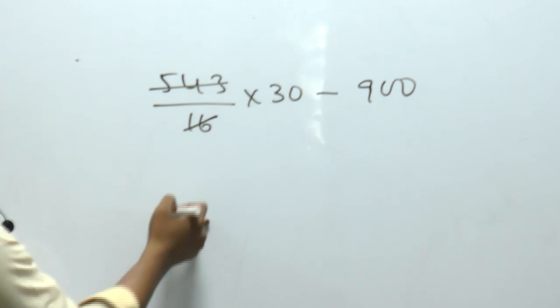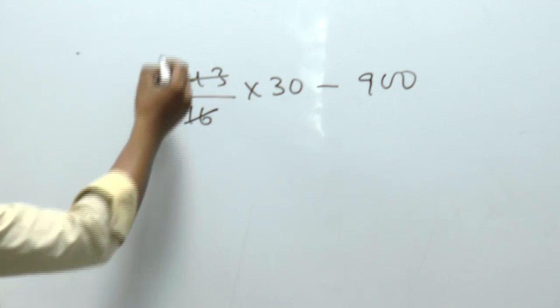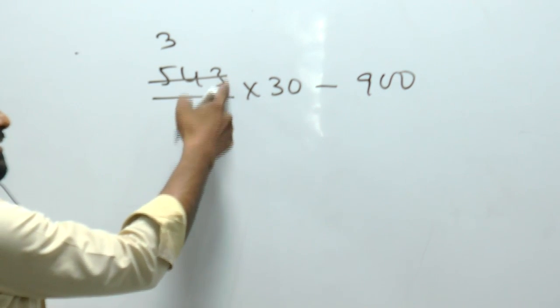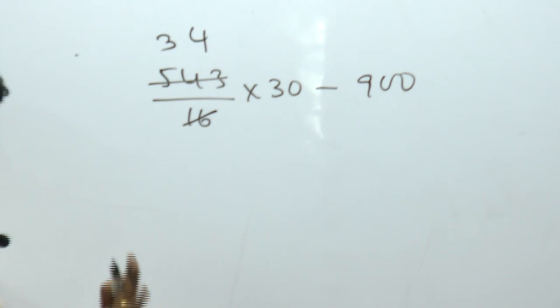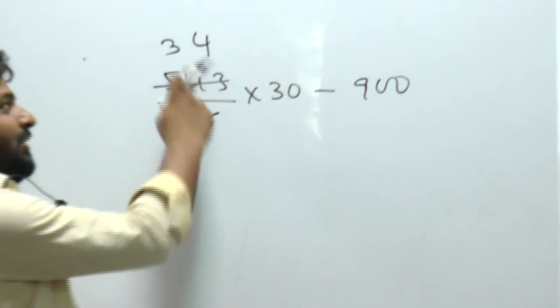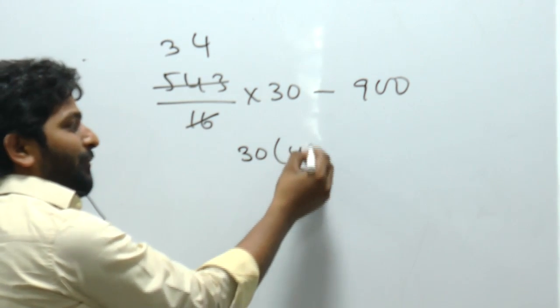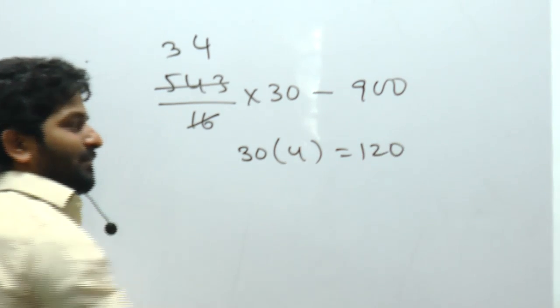16. 3 times 48, 63, 4 times. Don't do it. Wait. This is 30 for 30 times and this is 30 times. Take 30 common, that will be 4 times. Answer 120.